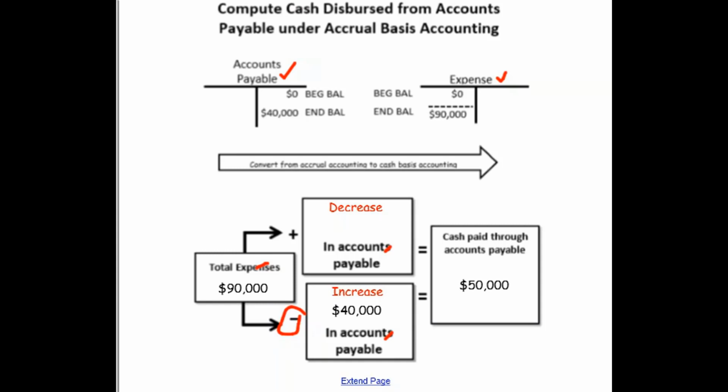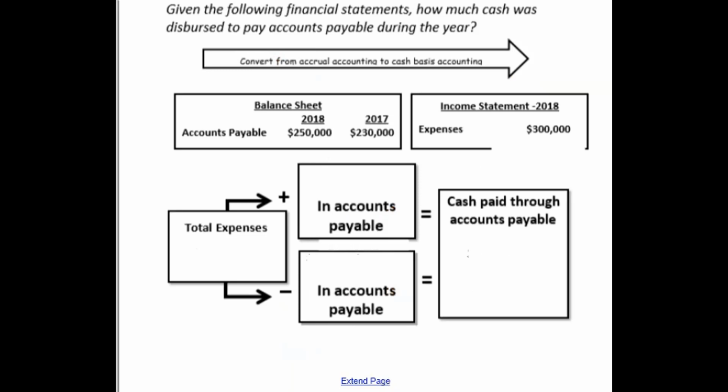Okay, let's try another example utilizing this formula. Again, we have comparative financial statements, with a balance sheet for 2017 and 2018. You'll notice we had a change in the balance from 230 to 250, which means our accounts payable increased in this case by $30,000. And again, I'm using my mouse for my writing. That was actually almost legible, $30,000 increase. I already know my expenses, $300,000. So now I can fill in my formula box.